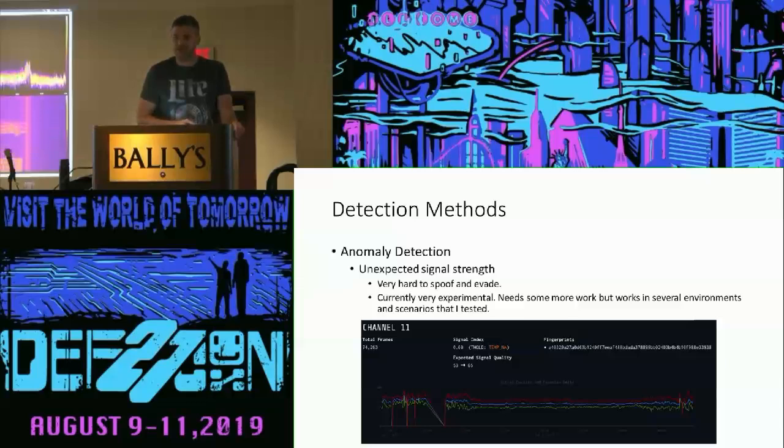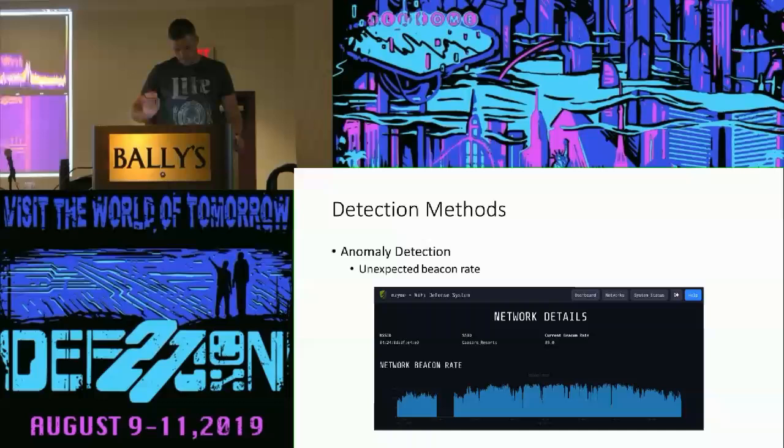But I've tried it out. I walked in the garden with a Raspberry Pi, turned that thing on, came back, alert was there, signal strength anomaly. So it can work. I want to hear how it actually works for you in practice if you want to try it out. So just consider it experimental for now.